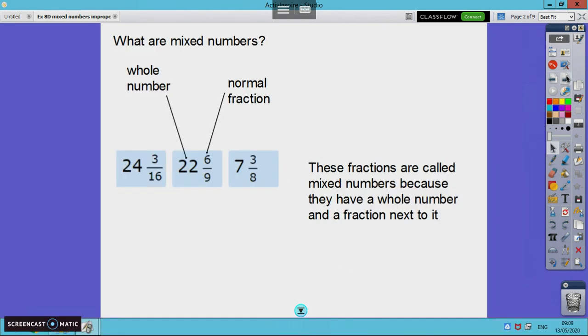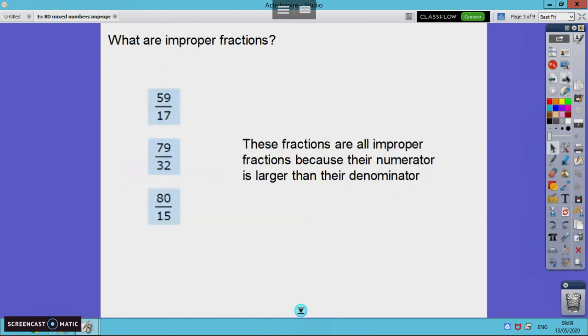Okay, so firstly we've got to talk about what are mixed numbers and what are improper fractions. When you've got mixed numbers, you have a whole number part and then a normal fraction part. You'll see that all of these fractions here have a whole number bit and then a fraction part to them. That's why they're called mixed numbers, because they've got one type of each number with them, okay? Now, improper fractions are where the numerator is larger than the denominator. They're called improper fractions because of this, okay?